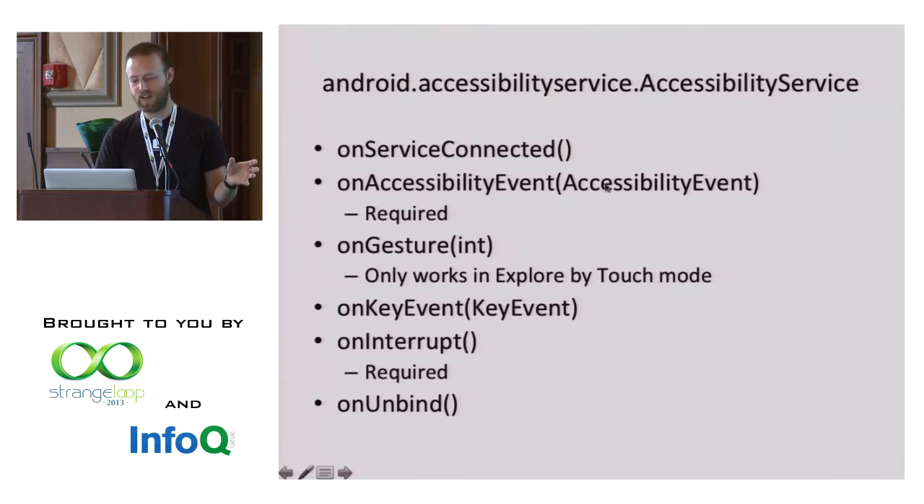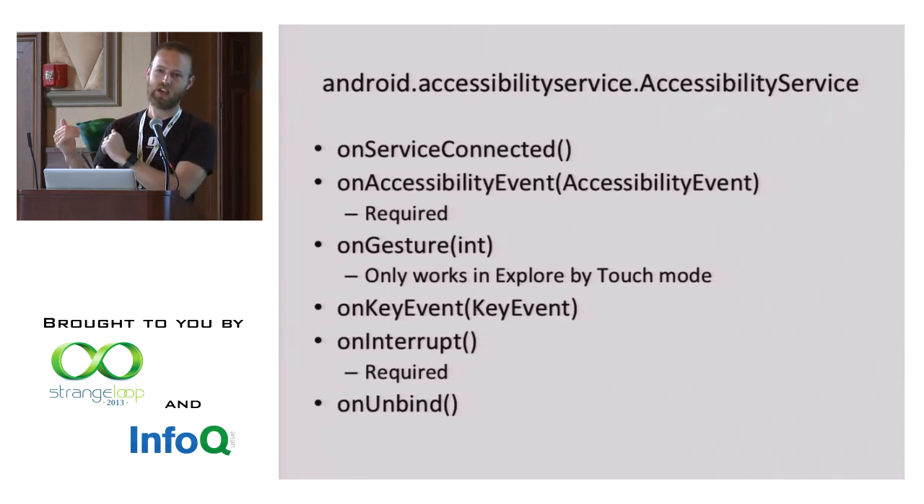onAccessibilityEvent is a required method, and that gets called when your actual accessibility event is received. And then onInterrupt gets called if your service is stopped in the middle of performing accessibility events because the user navigated away or something like that. You can also get onGesture and onKeyEvent. onGesture is for when you're subscribing to gestures. onKeyEvent is for when you want to build a shortcut service: you can actually intercept every key press before it goes through the system and consume them if you want.